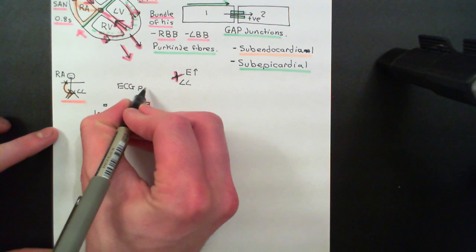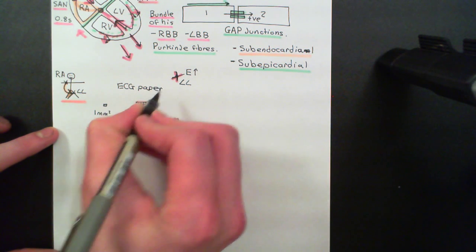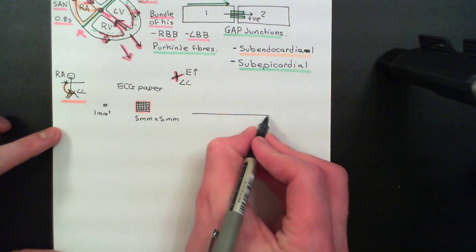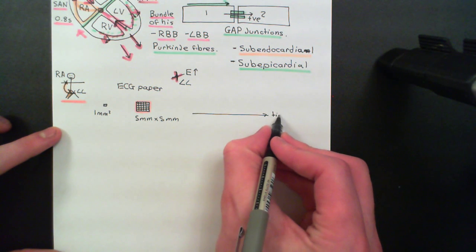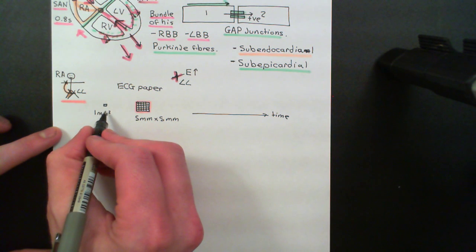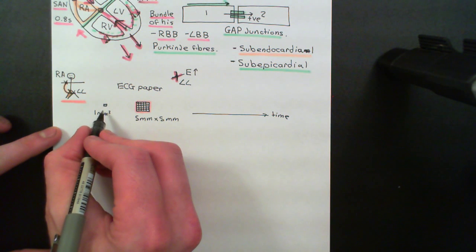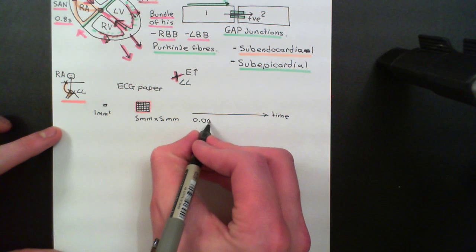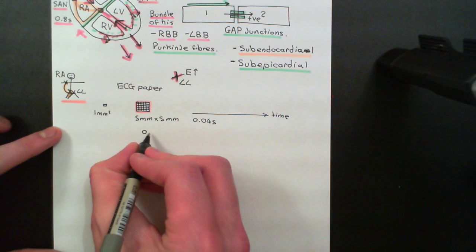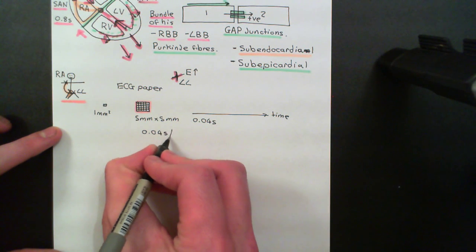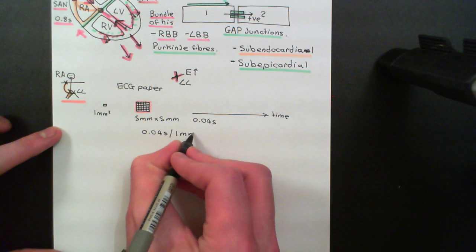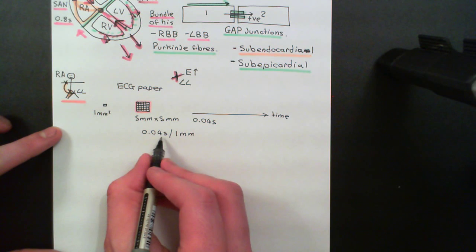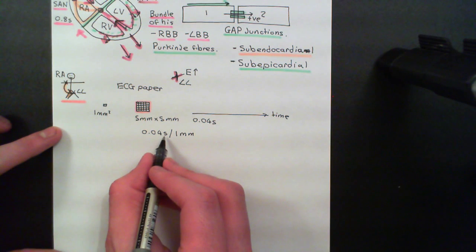Now, as I say, on this paper we will have the x-axis representing time. So we'll have time along the x-axis like so, and every 1mm will represent a certain amount of time. Specifically, it will represent 0.04 seconds. So there is 0.04 seconds per 1mm. Okay, so every 1mm along in the horizontal direction, we will be going forward 0.04 seconds.